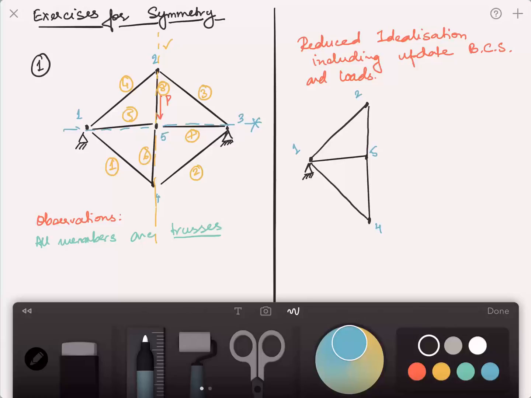Now, as I already mentioned before, there always have to be some improvements or adjustments made to the model once we have reduced it using symmetry. And the first one would be to update the boundary conditions. Now we know that at the symmetry plane, there are some things that the nodes would not be allowed to do if it was a full fixture, as it is shown of the full assembly.